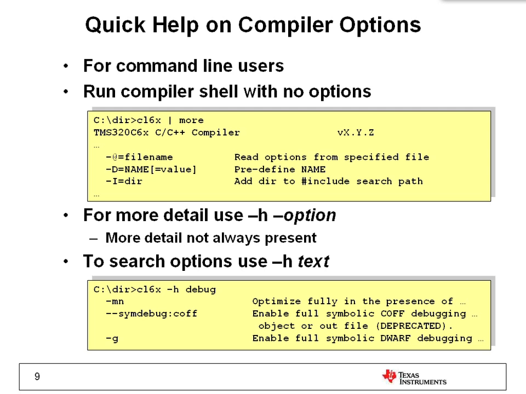And another cool feature you can use, you can say cl6x -h and just a little bit of text, and it will search through the options, and anywhere you have a match on that text, it'll show you the options. And so this little last box here gives you an example, to give you an idea of what I'm talking about. cl6x -h, everything related to debug, and it all starts coming out.